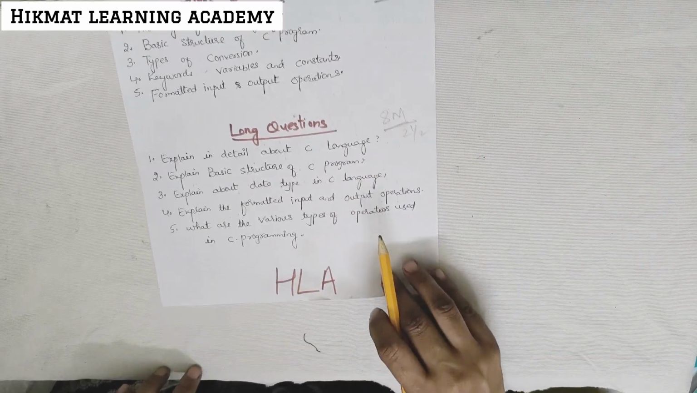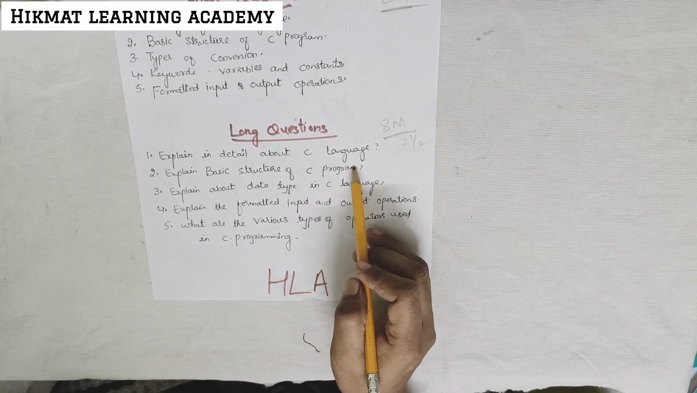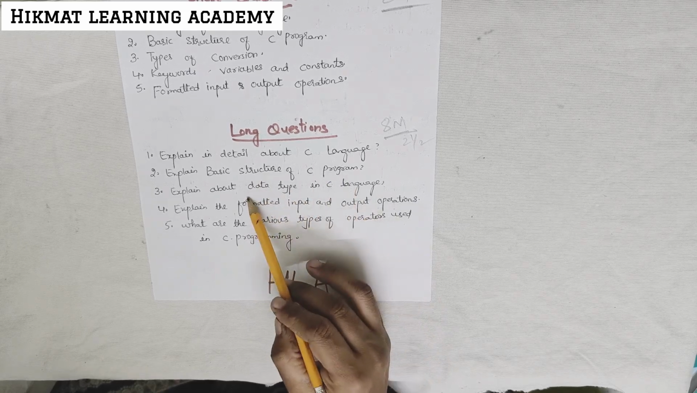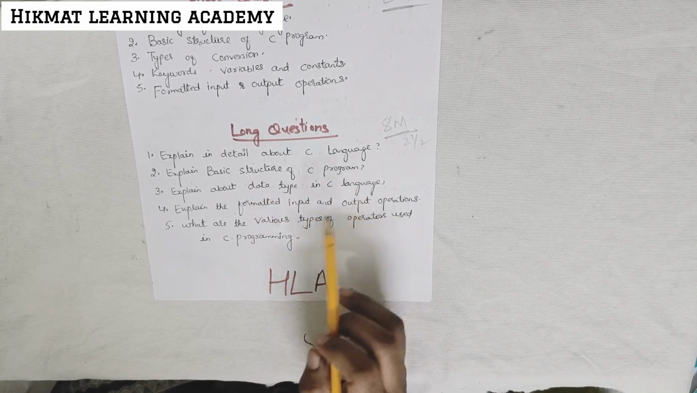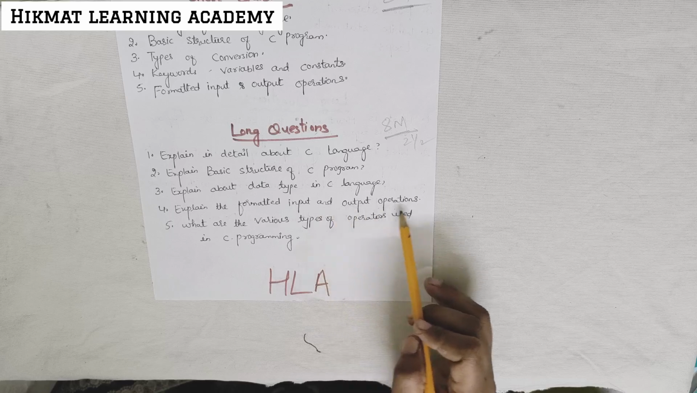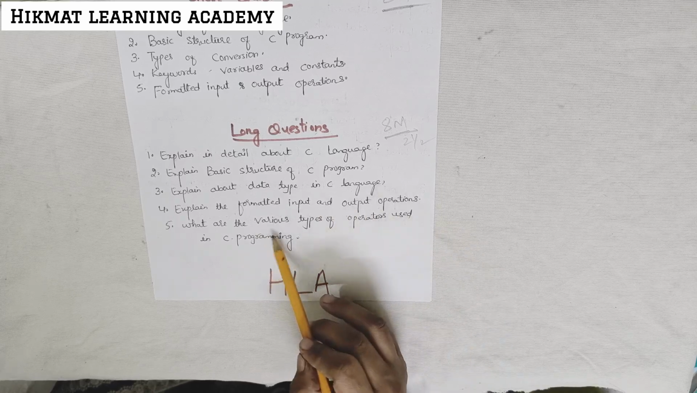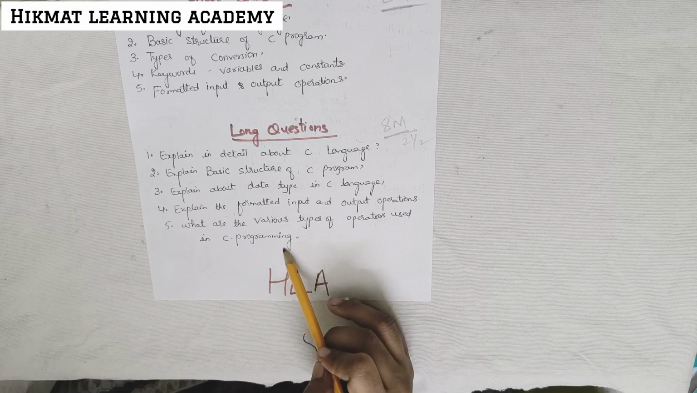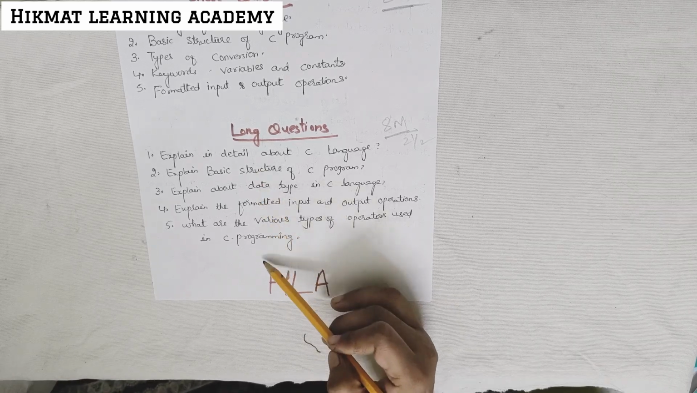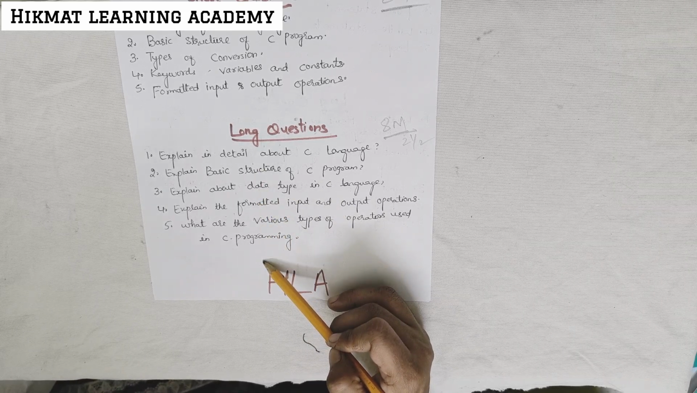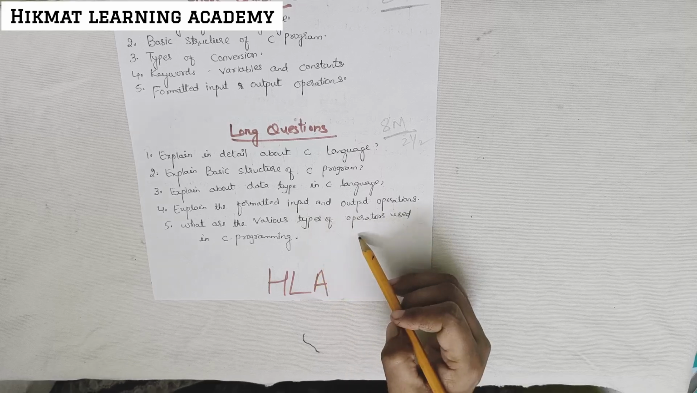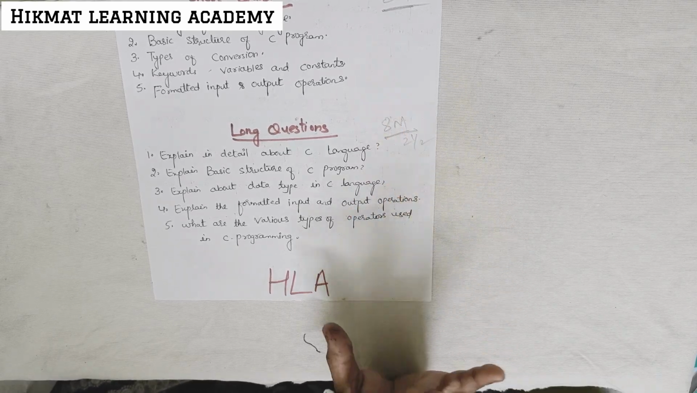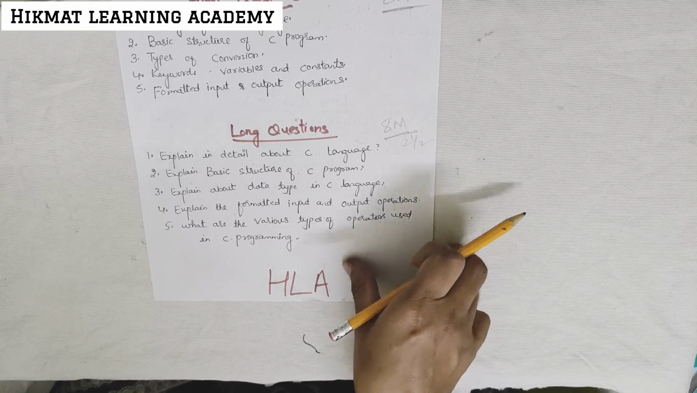Long questions: explain in detail about C language, explain the basic structure of C program, explain about data types in C language, explain the formatted input and output operations, and what are the various types of operators used in C programming. These 5 questions are very important. Prepare them. You can score 8 marks from this, so total 10 marks you can get from the first unit.